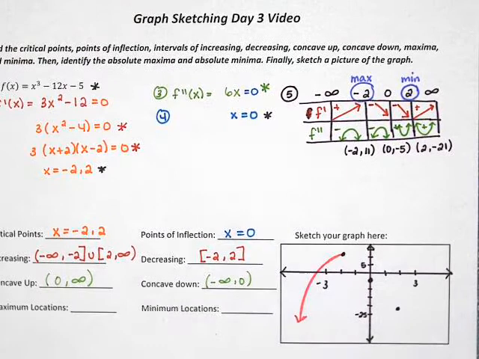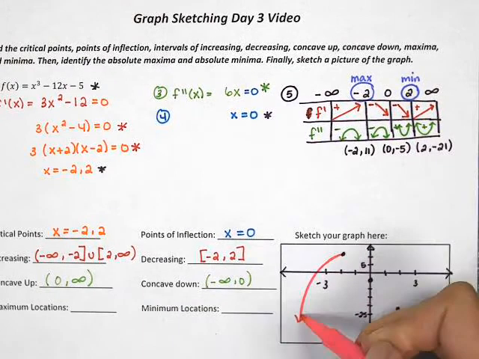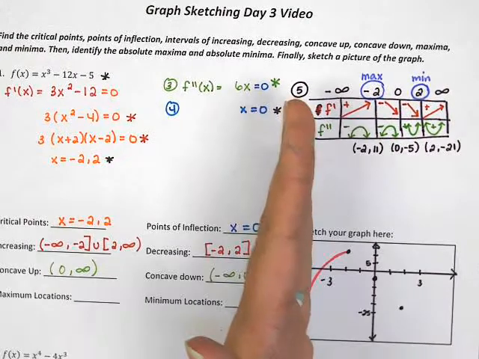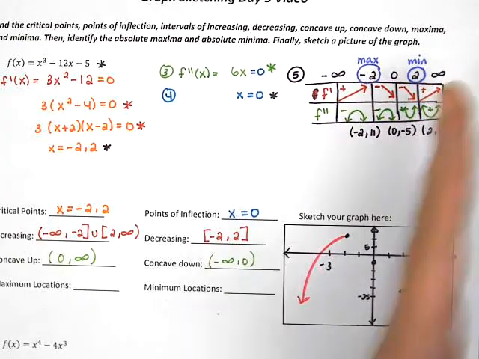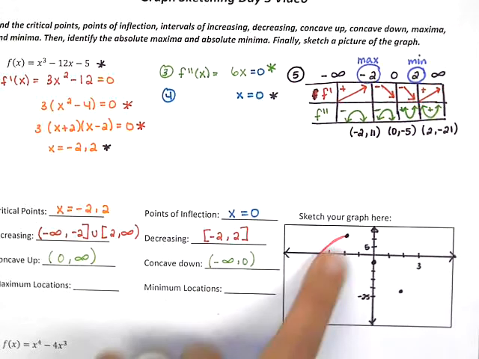A lot of students make a mistake here and they're like, hey, isn't this downhill? But remember that we always read a graph from left to right, just like when we read a sentence. If I go this way, I'm going uphill.